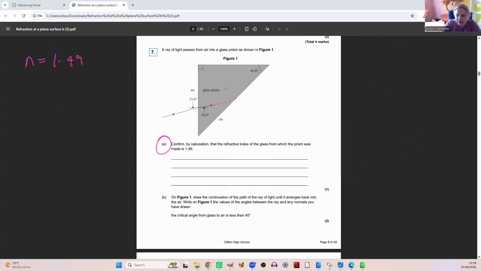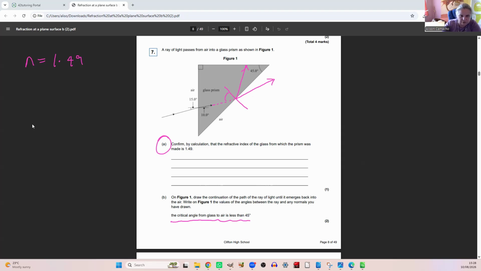Because I've got to draw how this is going to go, there's my normal. Is that bigger than the critical angle or not? Because if it's bigger than the critical angle, then this is going to happen. If it's smaller than the critical angle, then this is going to happen. So you've got to decide, is it going to totally internally reflect or not? And they've told you that the critical angle is less than 45 degrees. Okay, so what are we going to do now then?